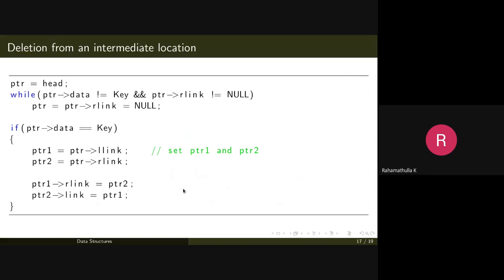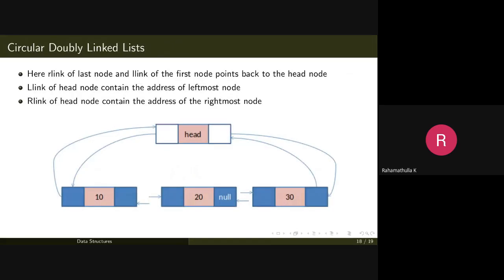Now a variant of doubly linked list is the circular doubly linked list. Here the R link of the last node and the L link of the first node are pointing back to the head node. That is what is known as a circular doubly linked list. L link of the head node contains the address of the leftmost node. R link of the head node contains the address of the rightmost node.